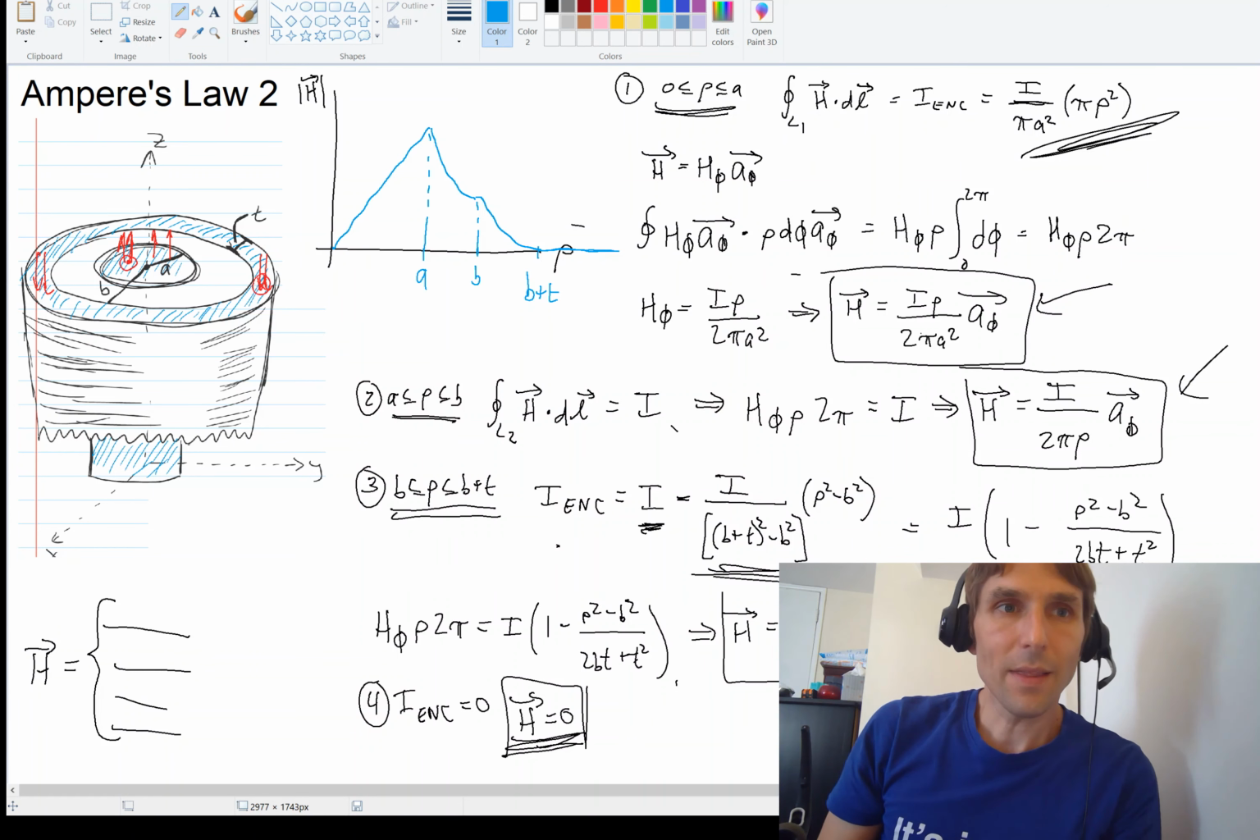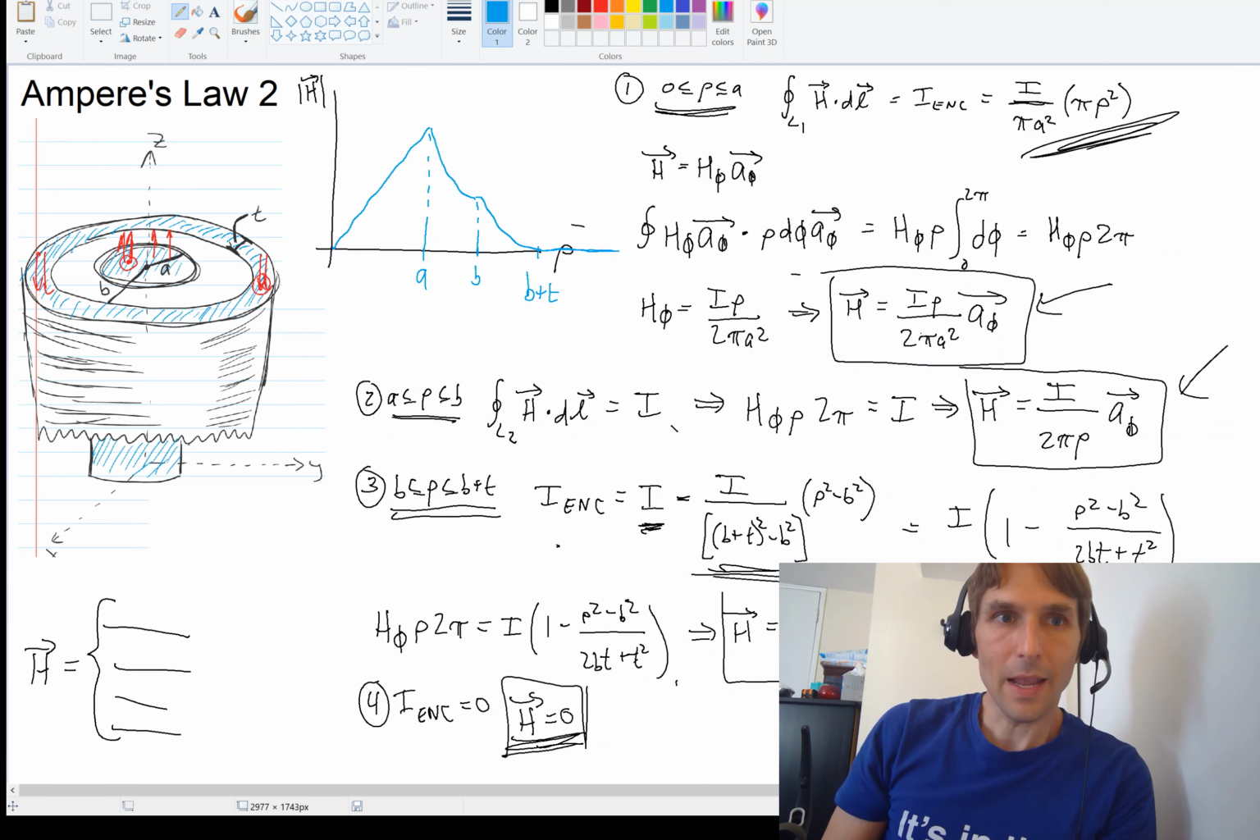All right, so I think that's all I have for you for Ampere's law, and we're going to continue then with magnetostatics.